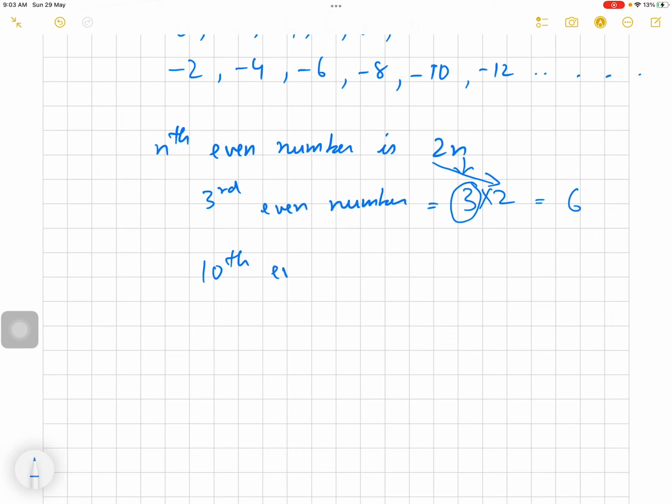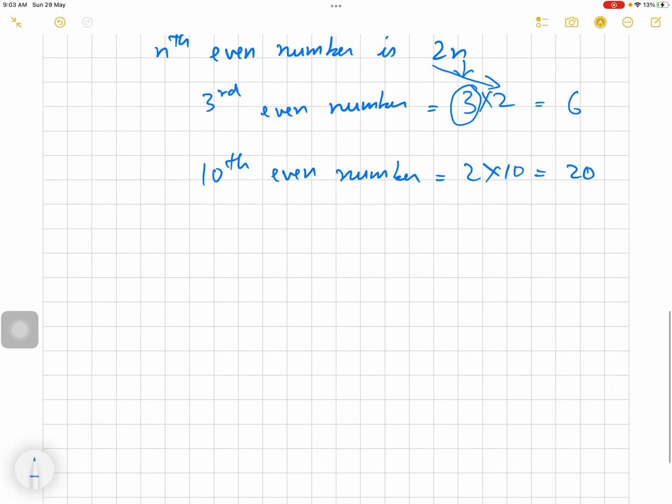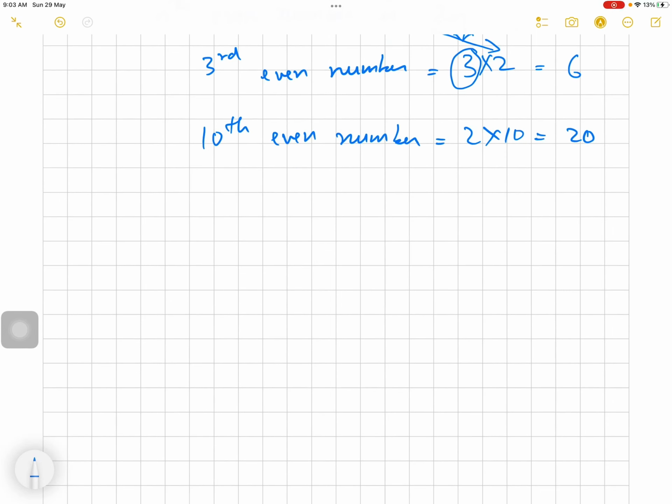The 10th even number will be 2 multiplied by 10, which is 20. 66 is the 33rd even number, and 128 is the 64th even number. Got it? So any number which is divisible by 2 is called an even number.